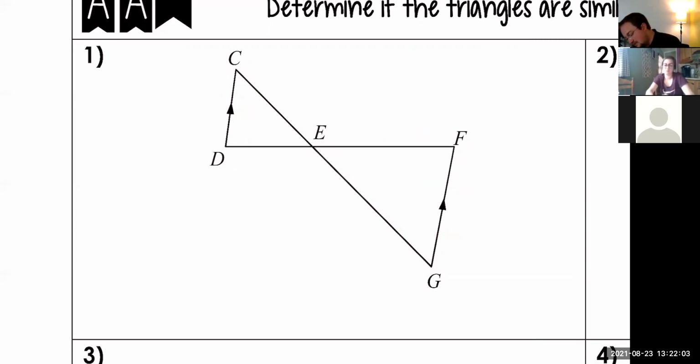For example, angle C and G are alternate interior angles. So I'll make a note of that. Angle C, I said C and wrote G. Angle C is congruent to angle G because they are alternate interior angles.